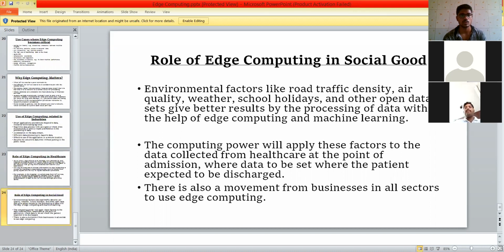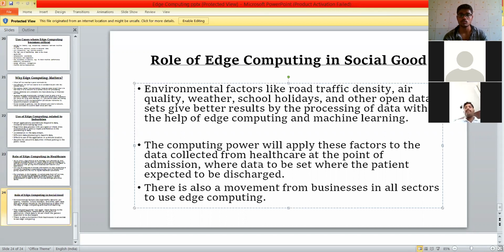Next, the role of edge computing in social good and health. Environmental factors like road safety, density, air quality, school holidays, and other situations. We are going to give processed information, which we can call healthy, good edge computing. Environmental factors can be affected by fog, air, mist, and moisture. In that situation also, we need to conduct it. So that's what we are going to do.